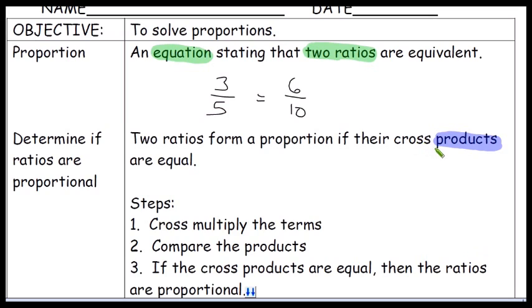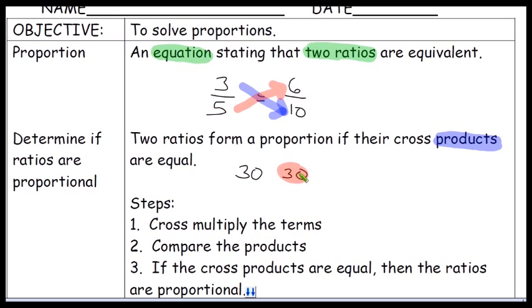It's going to make a cross whenever you multiply. So let's say, for example, this one right here. If I multiply 3 times 10, 3 times 10 gives me 30, right? So I'm going to write that down right here, 30. Now, if I multiply the other way around, if I multiply 5 times 6, you see the cross that I made right here? Okay, I'm cross multiplying. So 5 times 6 gives me 30 as well. So both cross products gave me a 30.